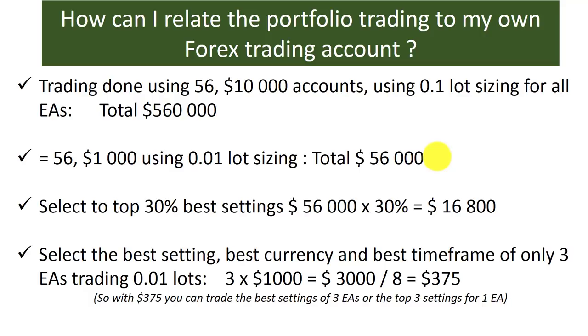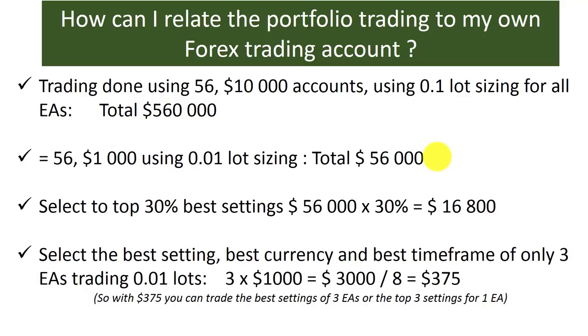Now the other thing is, by looking at these portfolio results, you're not going to trade all of the results at the same time. You're going to choose the very best settings and the very best results to trade. So if you take the best 30% settings of this portfolio, suddenly now you're dropping down to a capital requirement of $16,800. Now that's still quite a lot.